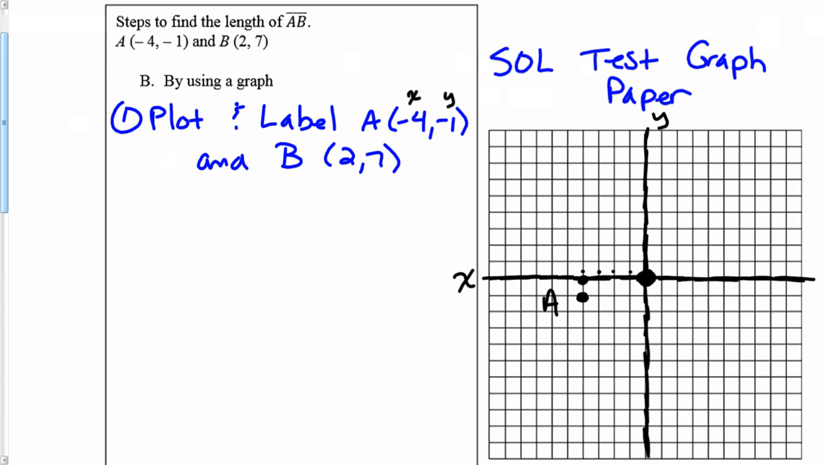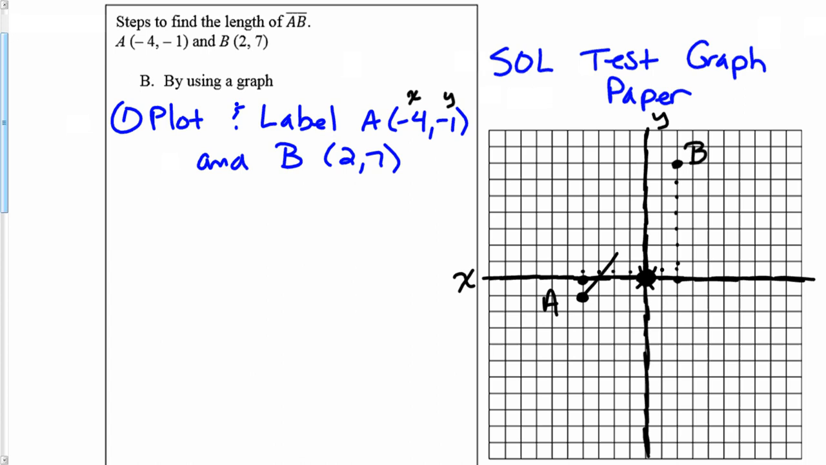Then I need to label B. B is at 2, 7. Again, I start back at the origin right here. And 2 is positive, so I go to the right 2. So I'm right here, and then I go 7. That means up 7. 1, 2, 3, 4, 5, 6, 7. And here's B. So here's my segment AB.